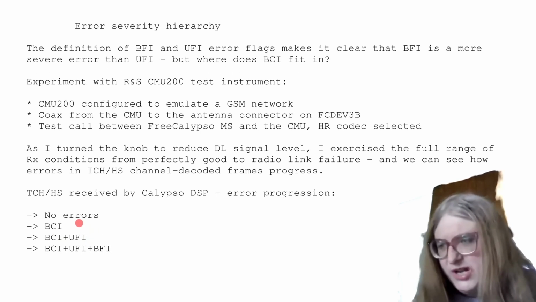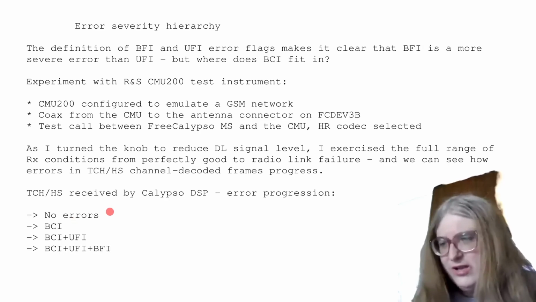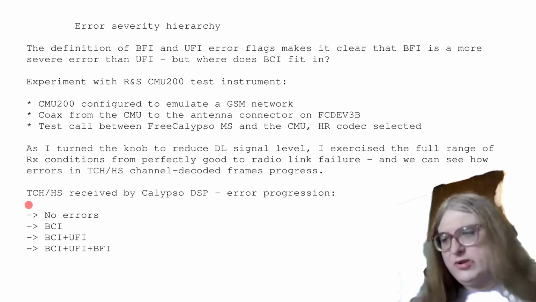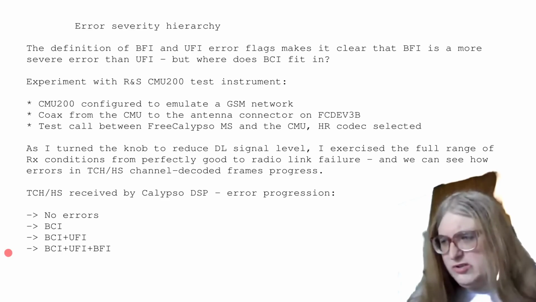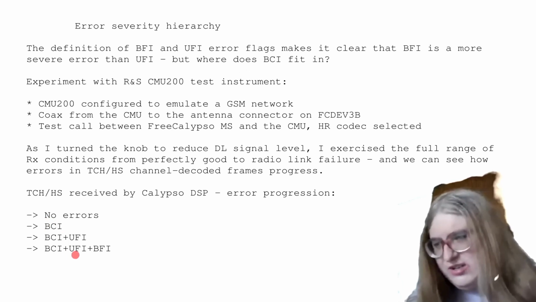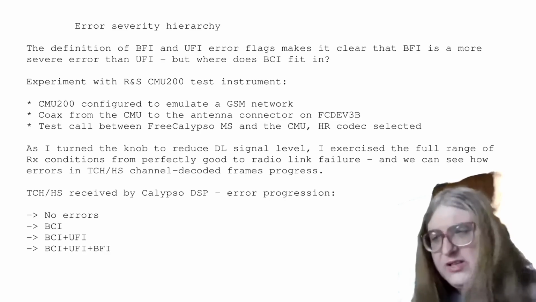And if it sets just BCI, because BCI is bit 1, you're going to see a 2 in the last hexadecimal digit. And then, of course, if there are no errors, if you have perfect reception, you're going to see a 0 as the last hex digit. So these are the only 4 possibilities that can ever occur in the last 3 bits. So we know what the severity hierarchy is, and this is also what I saw as I turned down the downlink power level. At first I would start seeing BCIs, then BCI plus UFI, and eventually all 3 up to BFI. So that's how we know the error severity.